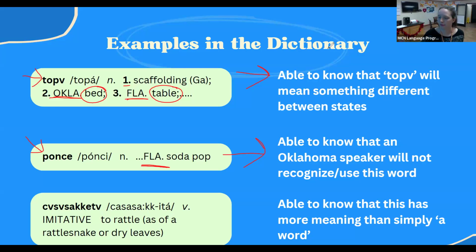And then we have just a sakeda. And this one has the imitative. It means to rattle, like a rattlesnake or dry leaves. Imitative, it's imitating the sound to create a word for it. Right? That's the sound. So in Mvskoke, the way you would explain the sound is the word is just a sakeda, to rattle, like a rattlesnake too. So, like I said, from this, we're able to know right off the bat that this has more meaning than just the word to rattle.